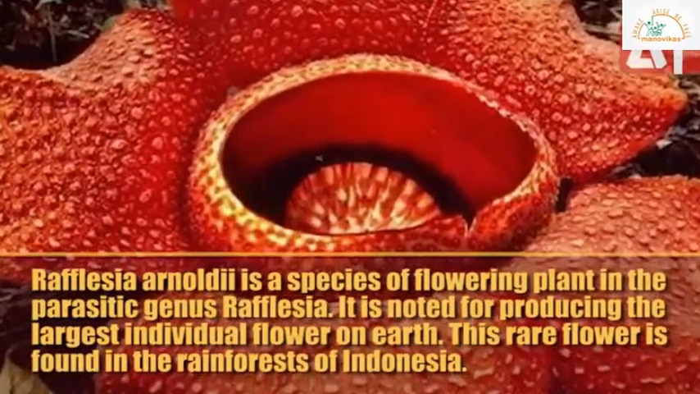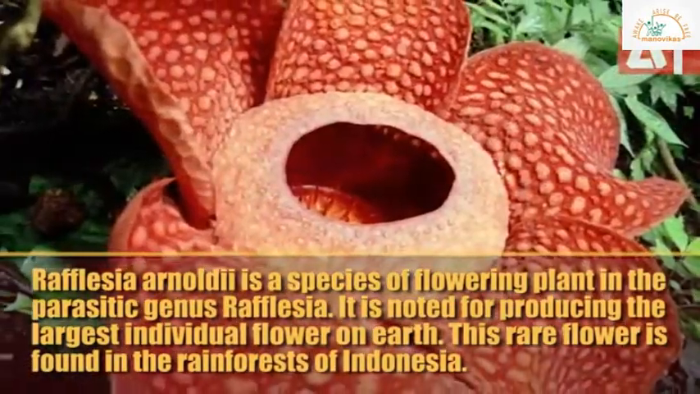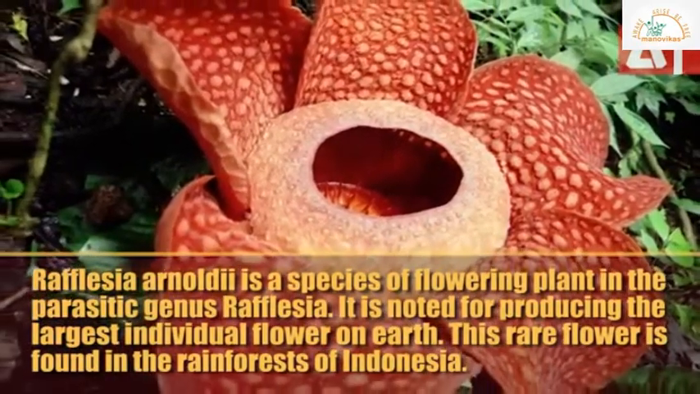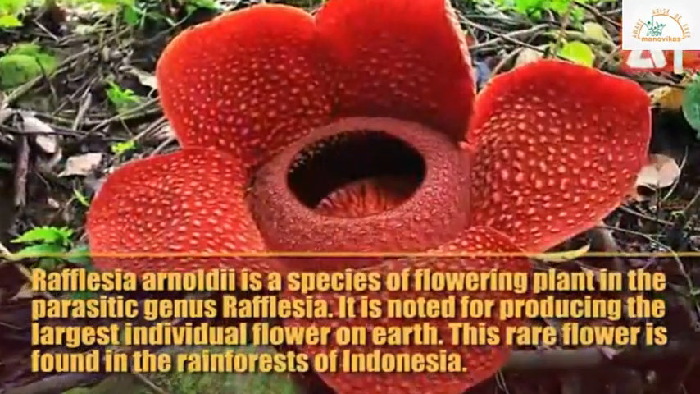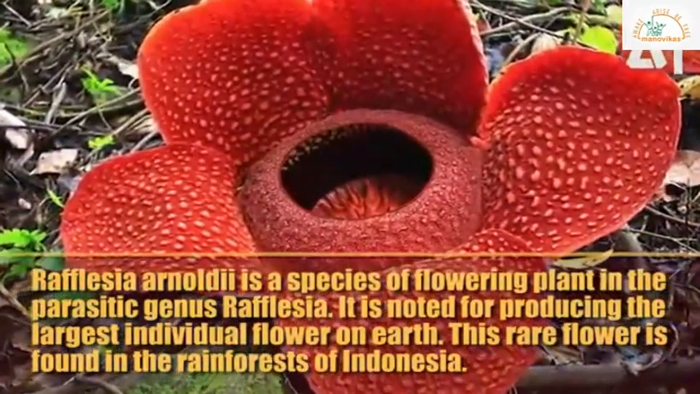Rafflesia arnoldii is a species of flowering plant in the parasitic genus Rafflesia. It is noted for producing the largest individual flower on earth. This rare flower is found in the rainforests of Indonesia.